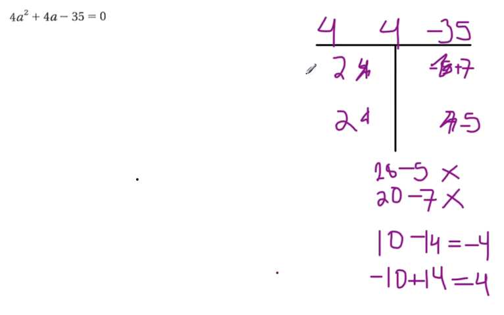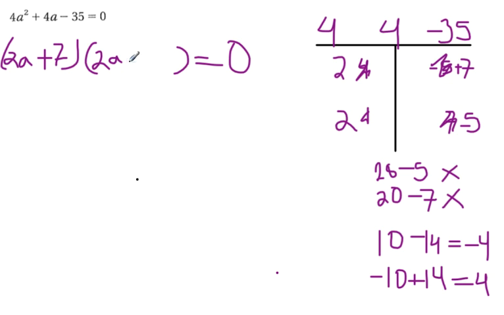So as you can see, you just have to do trial and error. And that's okay. And like I said, as you get more practice, you're going to get much faster at figuring out what is going to be a good smart guess. So I'm going to read across this way and get 2a plus 7 and 2a minus 5. So 2a plus 7, 2a minus 5. And there we go.